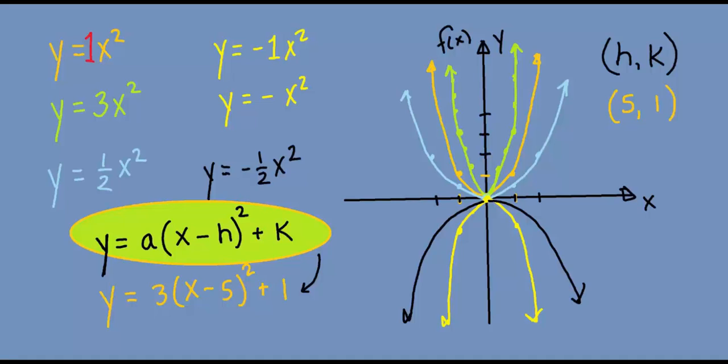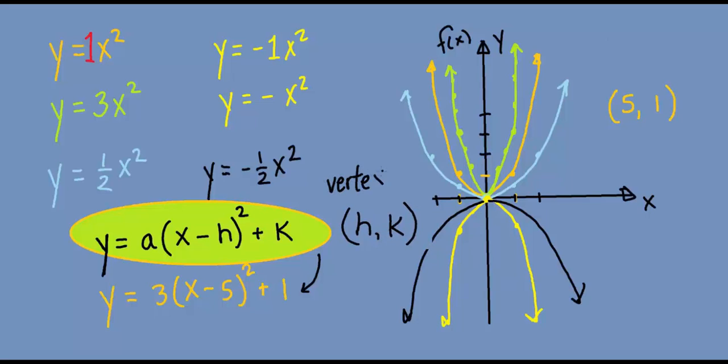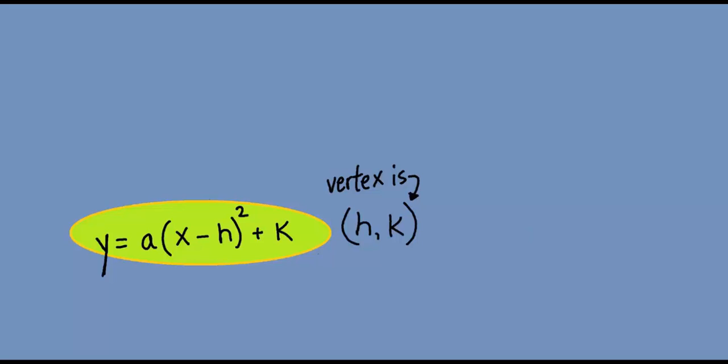All right, and then the a value in my example is a 3, which is telling us that this is going to be narrower than that standard parent graph, and it's going to be facing up because 3 is positive. Let's end by doing an example using the full-blown vertex form, and we'll see how this all works.